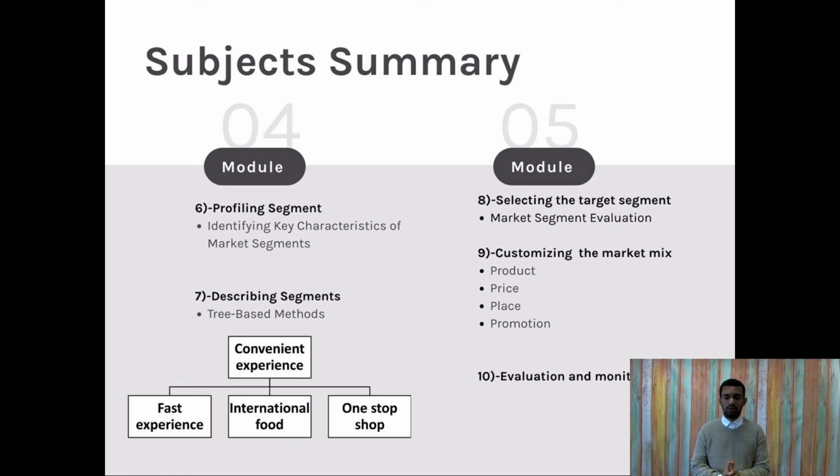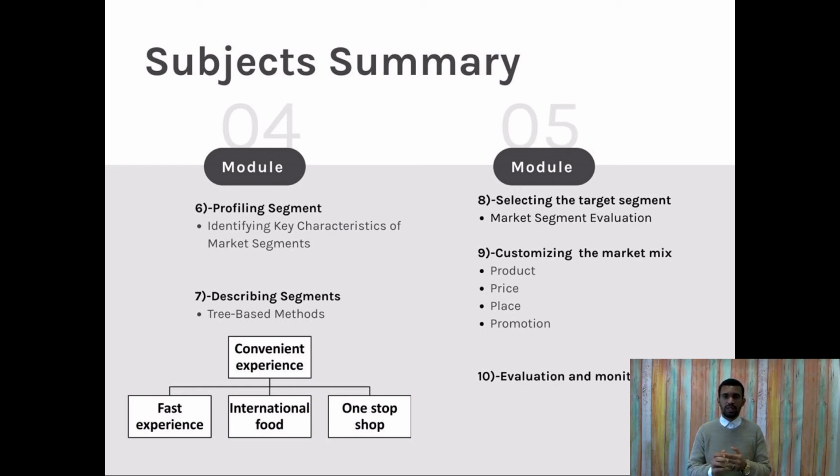Moving into module 5, which is selecting the target group. After we have identified the different potential groups for us, we're going to select one of them that fits with our company, that fits with our organization. And finally, customizing the marketing mix. When you speak about the marketing mix, there are four main points that we need to take into account. Firstly the product, and then price, place and promotion.